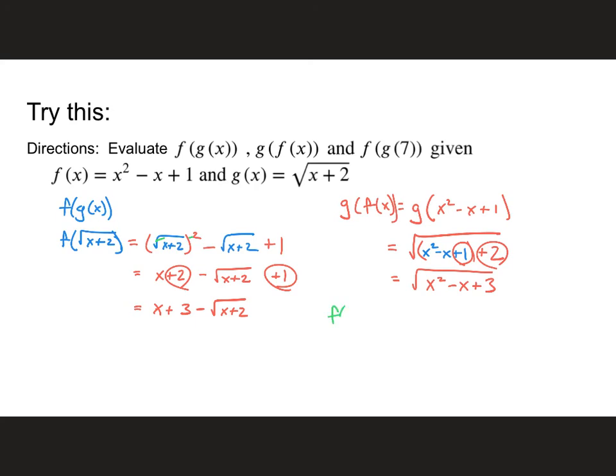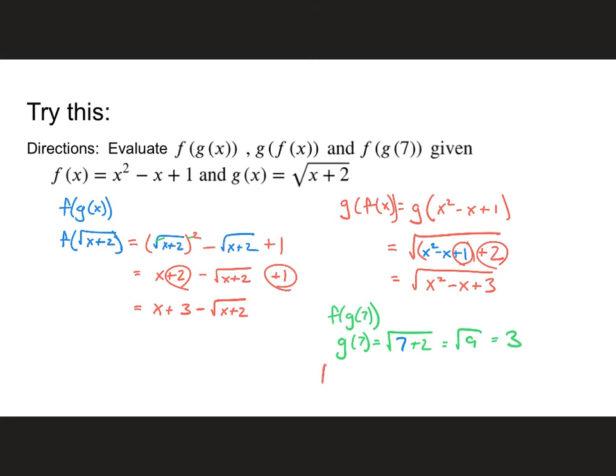Finally, f of g of 7. Again, like I said, start with g of 7. What's g of 7? Well, let's see here. That's the square root of 7 plus 2, which is the square root of 9, which is 3. So g of 7 is equal to 3.